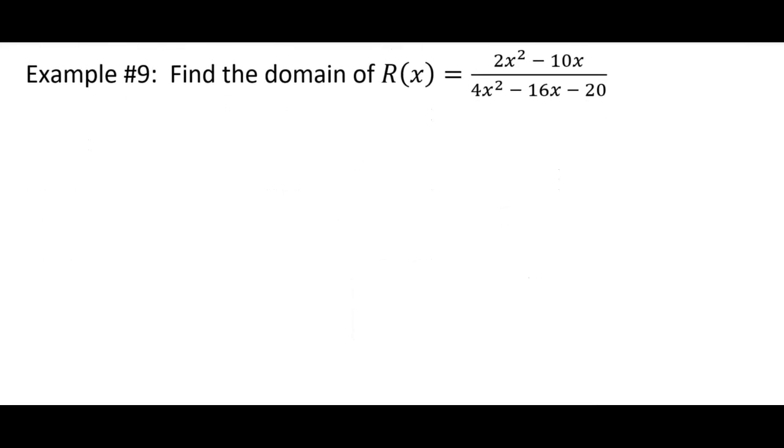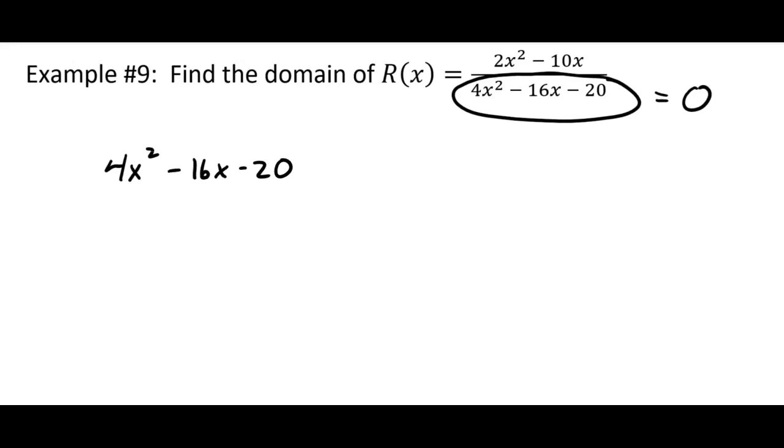So this example says find the domain. What we're doing is asking, when does this denominator equal 0? Because those are the numbers we can't have. So you take that polynomial, 4x squared minus 16x minus 20, and set it equal to 0. Now we're going to factor. There's a GCF here.